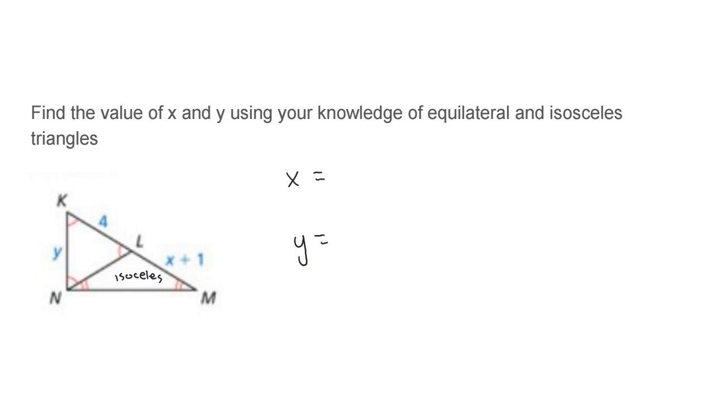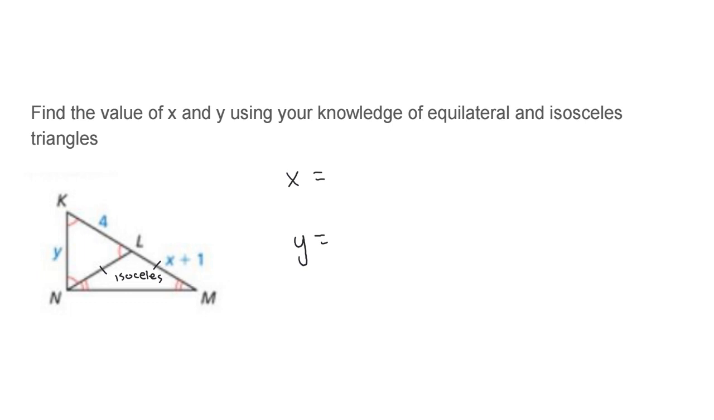So if this is isosceles, that means this side is equal to this side. So I really don't have much more info right now. I only know that this is x plus 1. So let's look at this other triangle. So this triangle over here, okay? So I see all the angles are the same, and so that should be a radar ping in your mind that this is equilateral. So if all the angles are the same, then all the sides are the same.